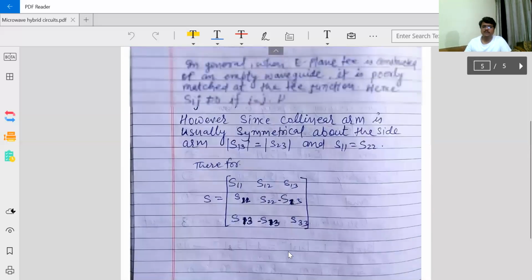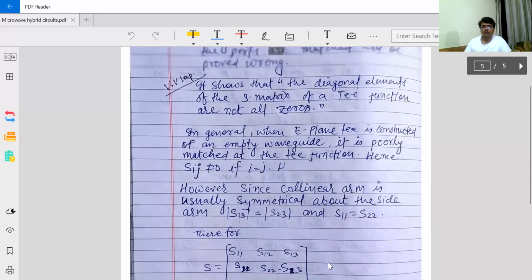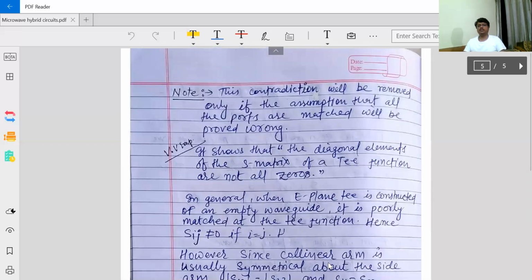Further we will see, if S11, S22 and S33 are not all equal to 0, what the other option will be.